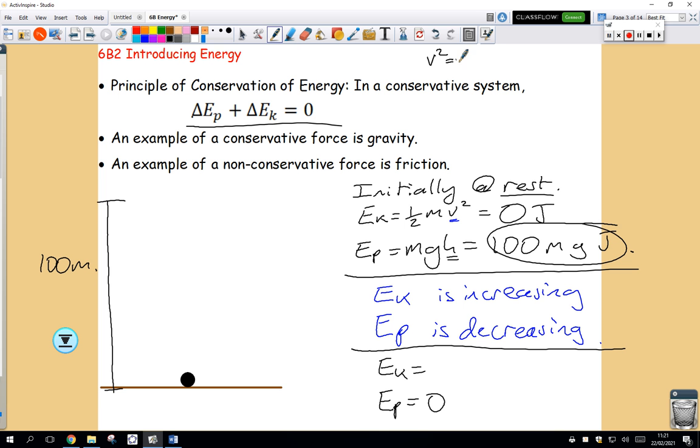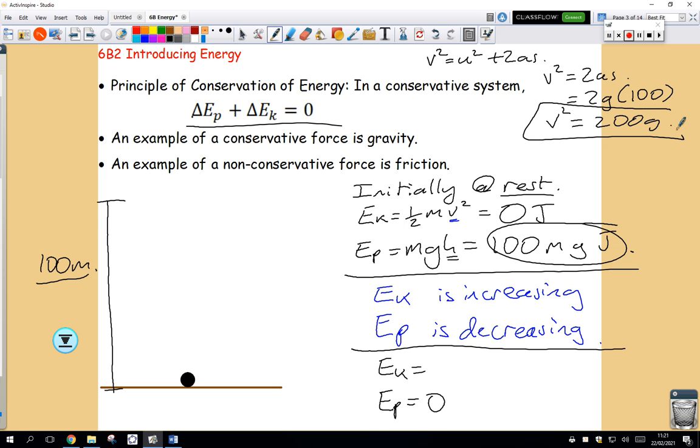v squared equals u squared plus 2as. So u is equal to 0, so we're going to get v squared equals 2as. So v squared is going to be 2 times g, which is a, and s is 100. So v squared, the square of its speed here, is going to be 200g when it hits the deck, using my master equations.